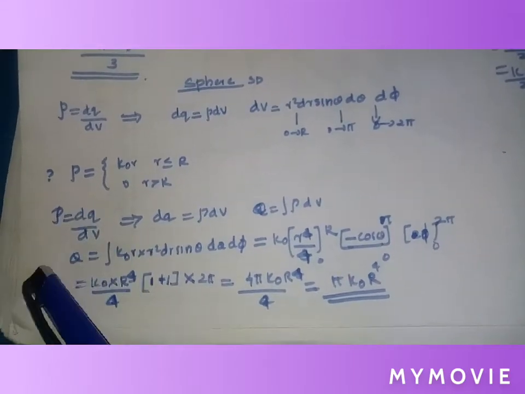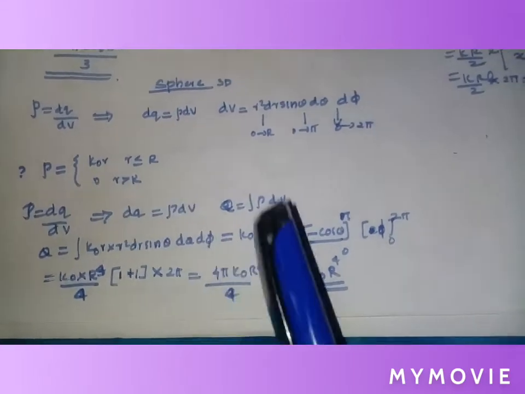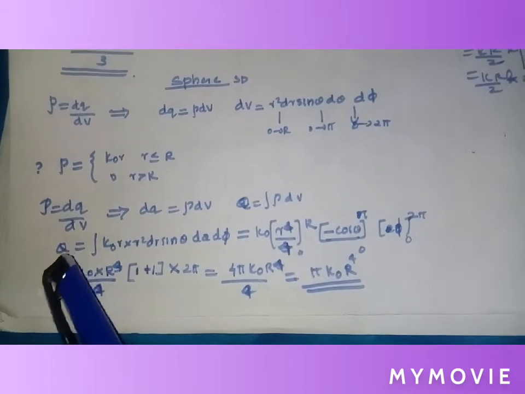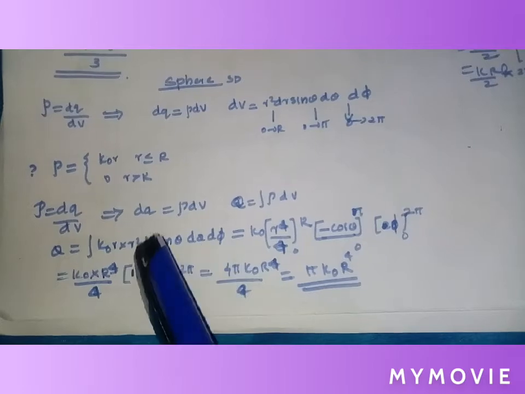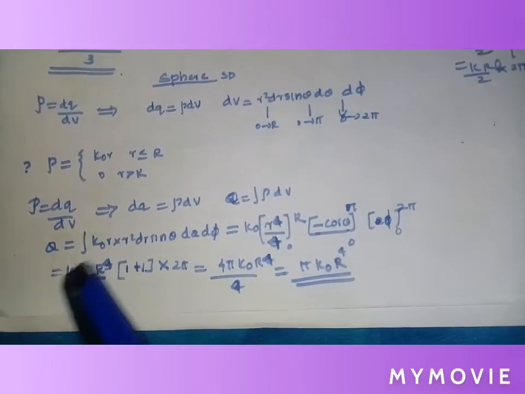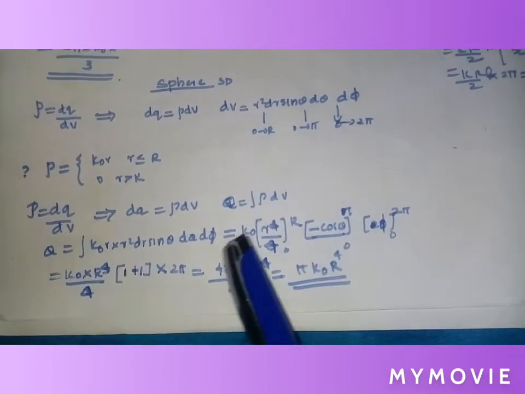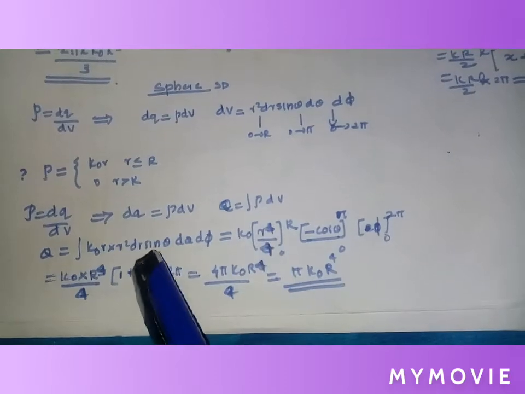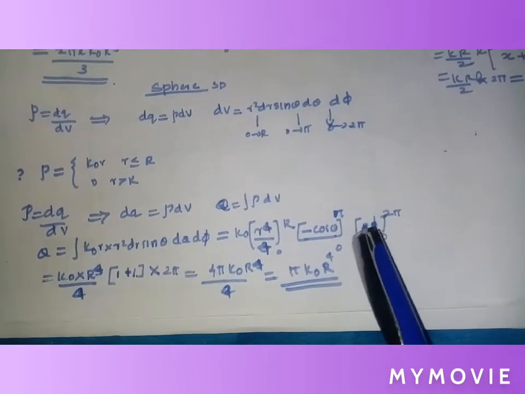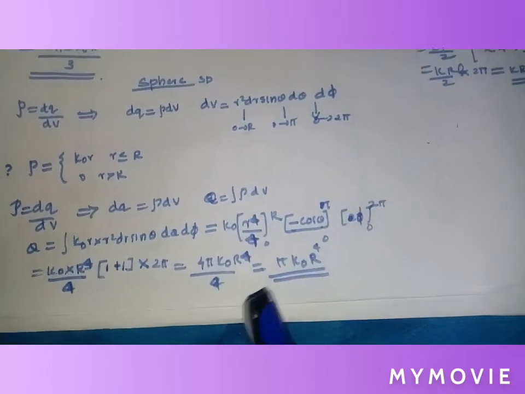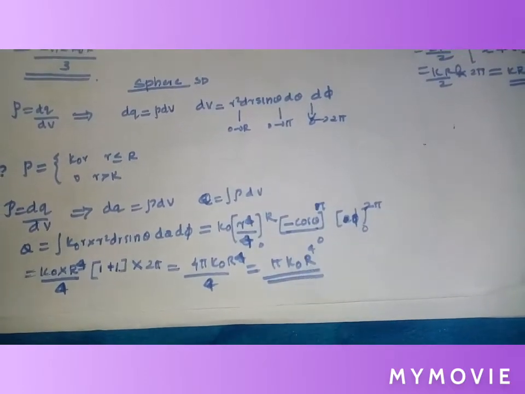So rho is equal to dq by dv, dq is equal to rho dv, integral rho dv. Okay. So capital Q is equal to integral k0 r, the dv is replaced with r square dr sin theta d theta d phi. Here r cube, so r raised to 4 by 4, 0 to R, and sin theta integration, that is minus cos theta, d phi integration, that is phi, and after putting the limits we get pi k naught R power 4 as the answer.